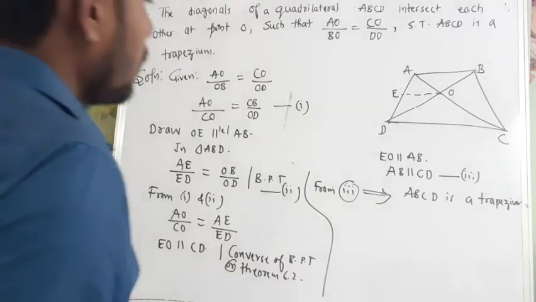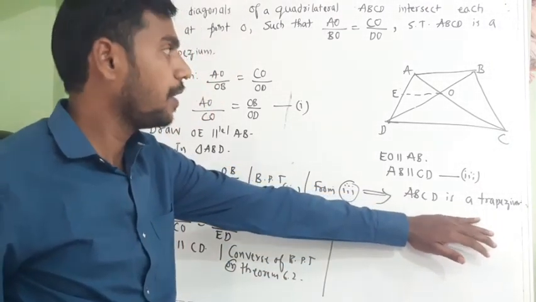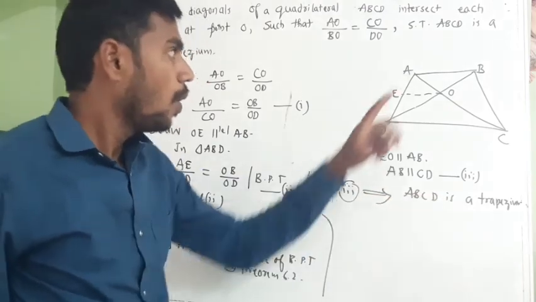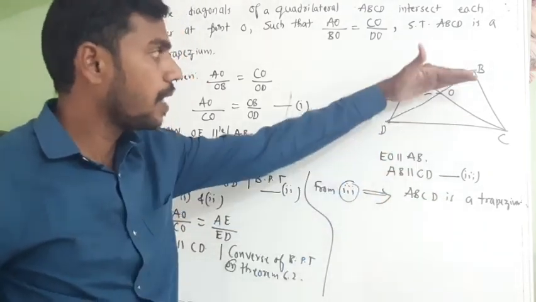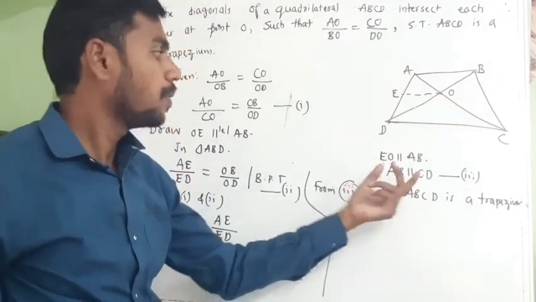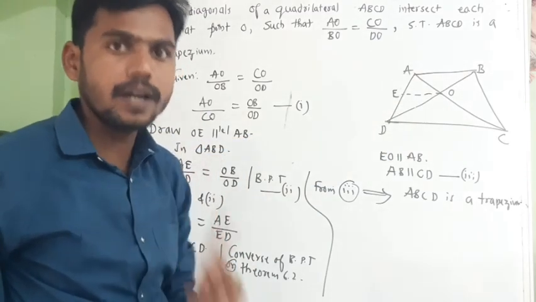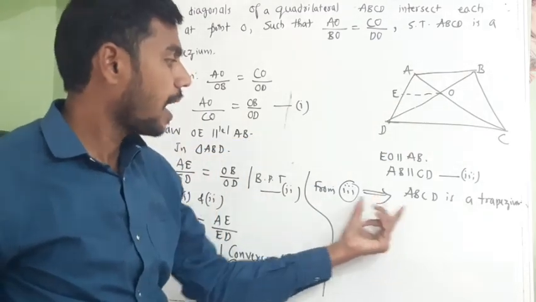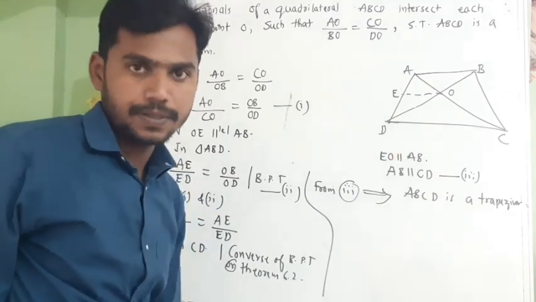One more thing I forgot to tell. See, why did we conclude ABCD as a trapezium? In the beginning I told you, if I am able to show one pair of sides of a quadrilateral are parallel, then I can conclude this as a trapezium. So I showed AB is parallel to CD, one pair of sides of a quadrilateral are parallel. That is the reason I concluded from equation 3 that ABCD is a trapezium. Please note this down.